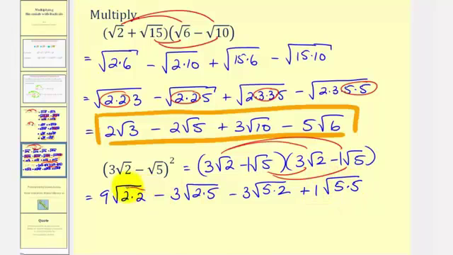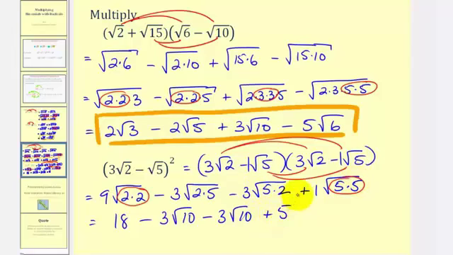Notice this will simplify. 2 squared is a perfect square factor, and so is 5 squared. Well, here the square root of 2 squared is 2, so we'd have 9 times 2 or 18. Here we have minus 3 square root 10. This doesn't simplify. Here we have minus 3 square root 10 again. And then here, square root of 5 squared is just 5. So combining like terms, 18 plus 5 is 23. Since we have like radicals, negative 3 minus 3 equals negative 6, we'd have minus 6 square root 10.